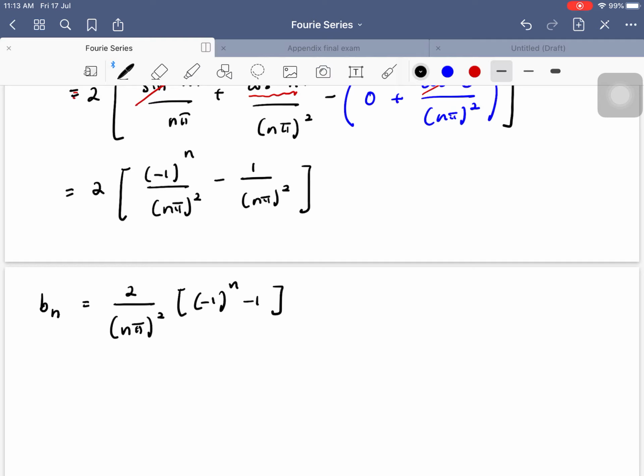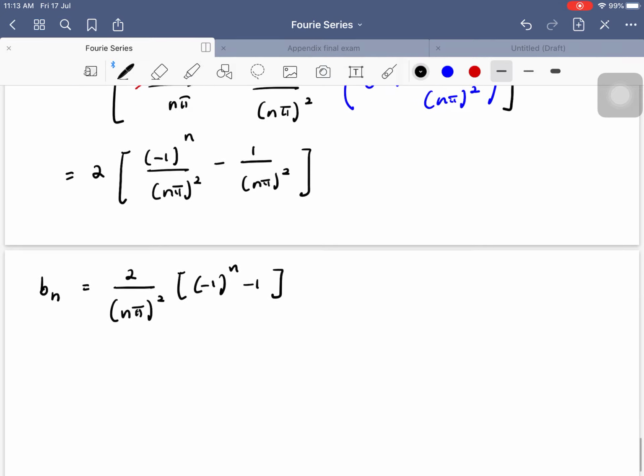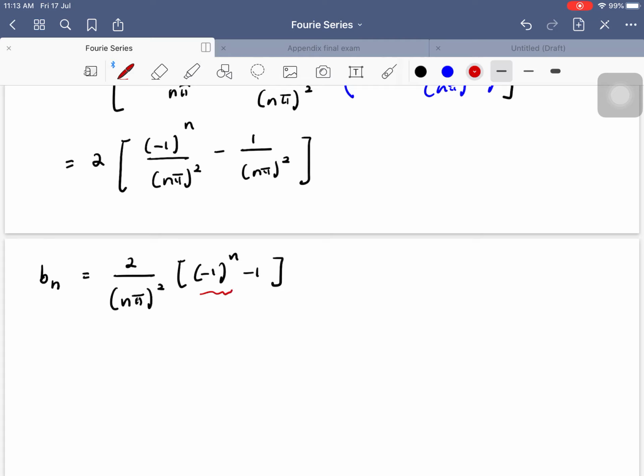If you have seen the video on example number 1, you will notice the similarity here, the fact that we have this term which is negative 1 to the power of n. And I did tell you this before, when n is an even number, negative 1 to the power of n is going to be positive 1. So it's always going to be the power of 2, power of 4, power of 6. We know it's going to be positive 1.